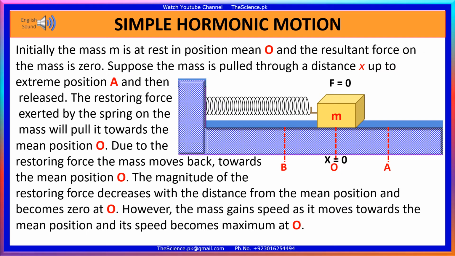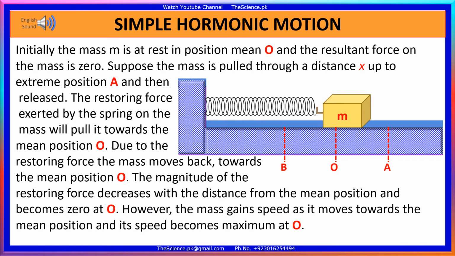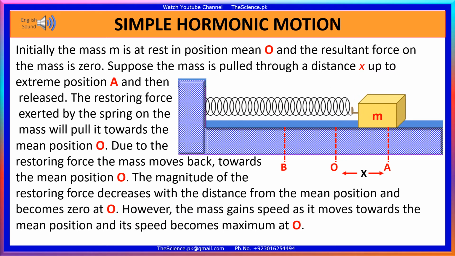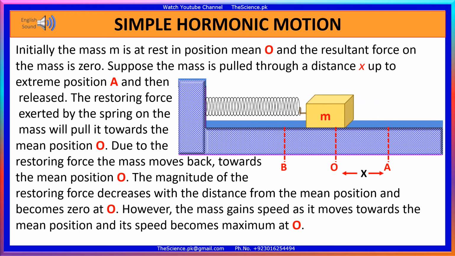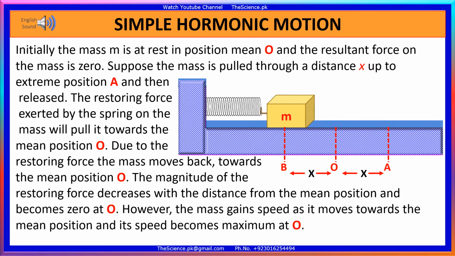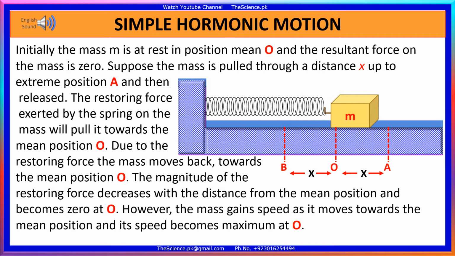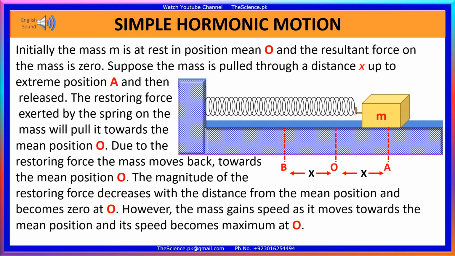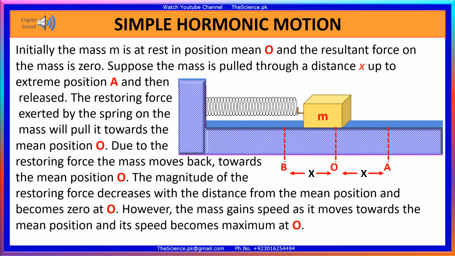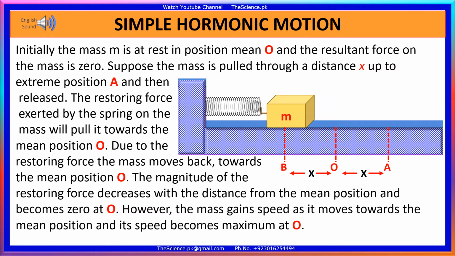Initially, the mass m is at rest position, that is at mean position O, and the resultant force on the mass is 0. Suppose the mass is pulled through a distance x up to extreme position A and then released. The restoring force exerted by the spring on the mass will pull it toward the mean position O. Due to restoring force, the mass moves back toward the mean position O. The magnitude of the restoring force decreases with the distance from the mean position and becomes 0 at O.